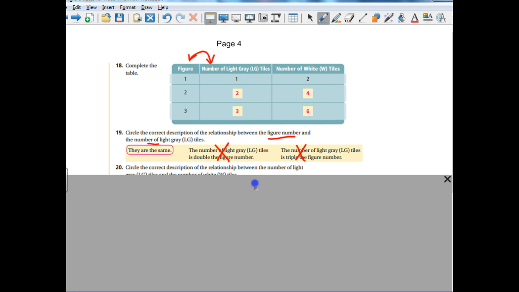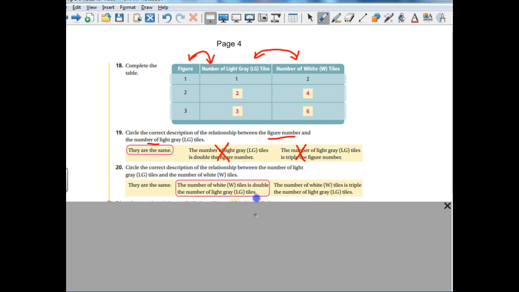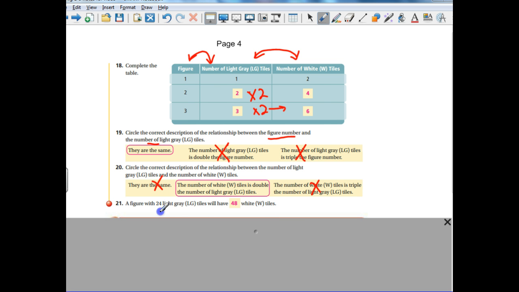And number 20 says circle the correct description of the relationship between the number of light gray and the number of white. So they're comparing now these two here. And you probably don't have to look very long to see that it's this column times 2 every time to get that one. So it doubles. So they're not the same and they're not triple there. So if we continued that pattern and they said, well, what if you had 24 light gray? Well, you would take 24 times 2, right? And get 48. So there's the main part of that.